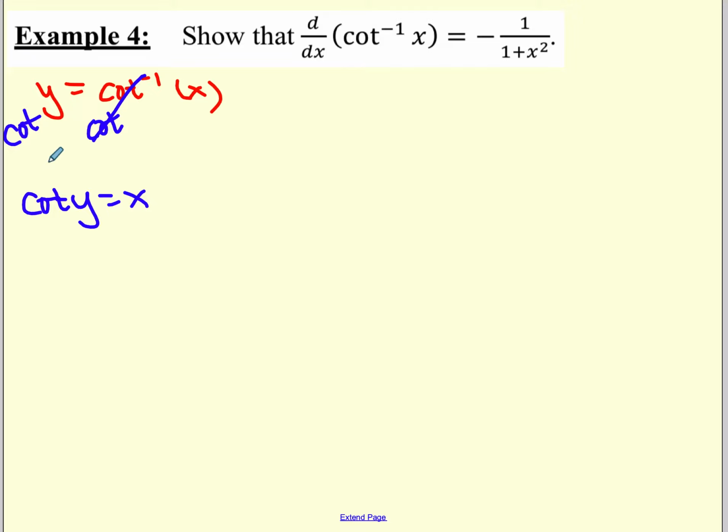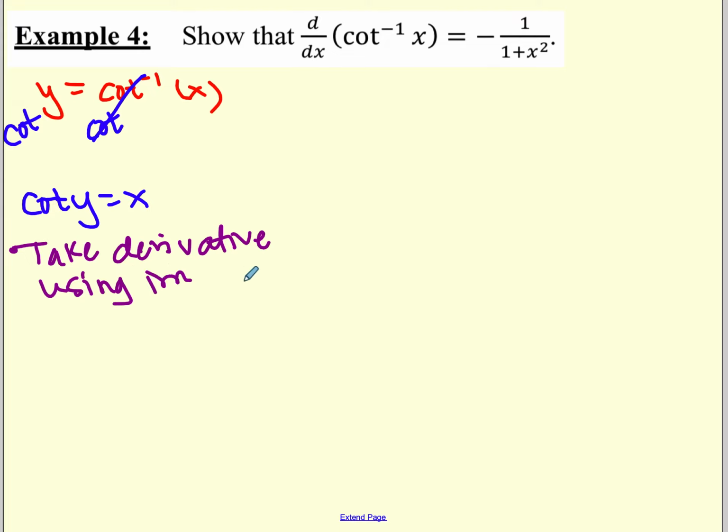Now what I'm going to do here is take the derivative of it, because that's what this is telling me to do. Okay, so I'm going to take the derivative, and since I have y's and x's mixed together, I'm going to do it using implicit differentiation. All right, so derivative of cotangent of y. The derivative of cotangent of y is negative cosecant squared of y. And then I took a derivative of a y, so don't forget you must write dy dx is equal to the derivative of x, which is just 1.